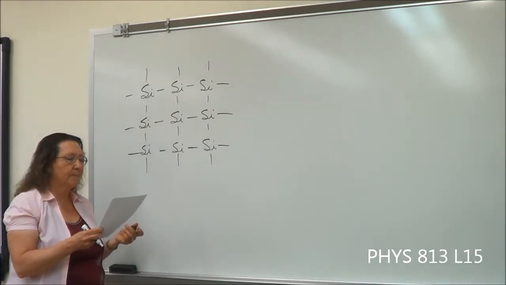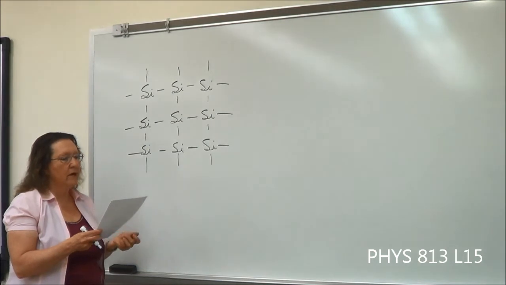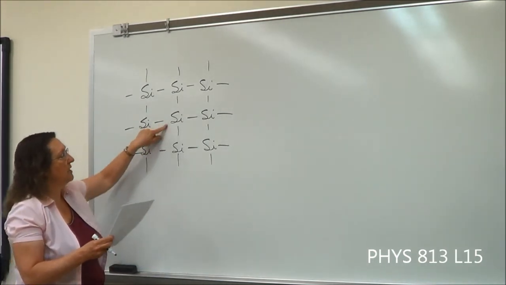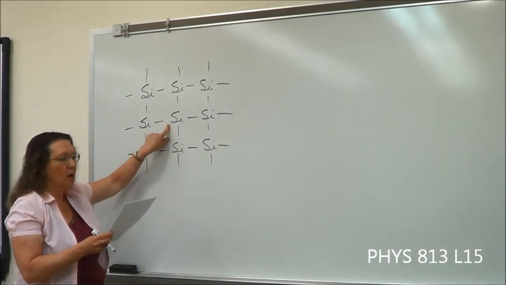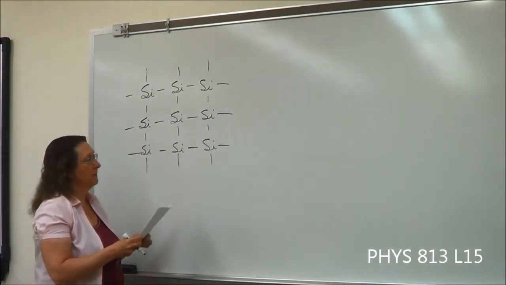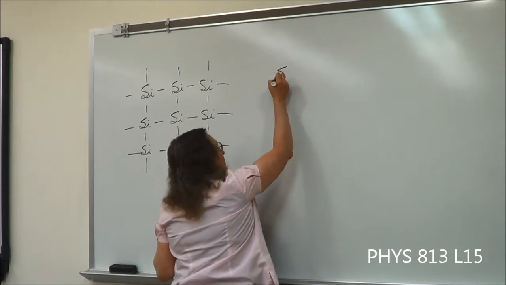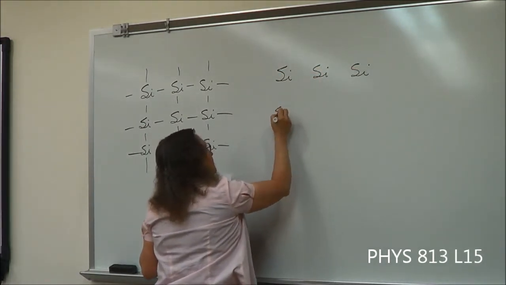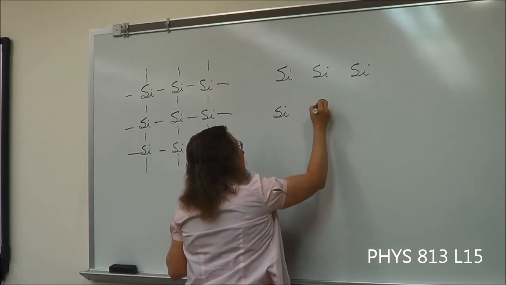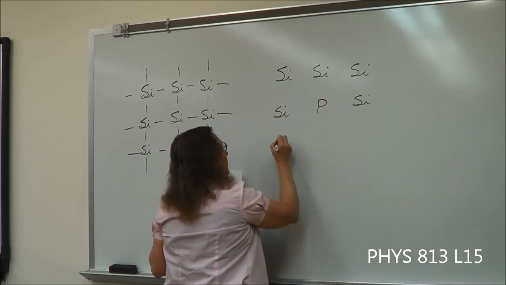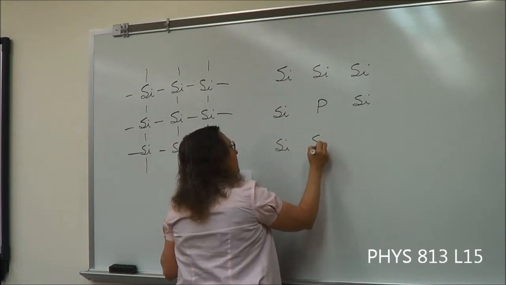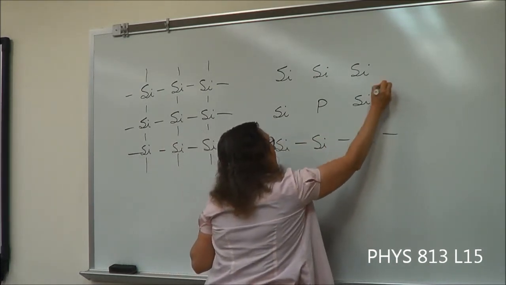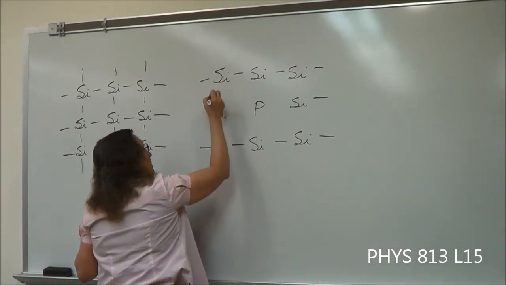Now, it says also then to draw a similar thing, except instead of this middle silicon, we're going to put phosphorus. So I'm going to draw that here. So we have 3 silicons. We have a silicon, a phosphorus, and a silicon. And then we have 3 more silicons. So we get a lot of these bonds in here.